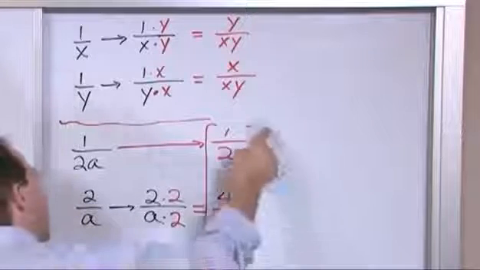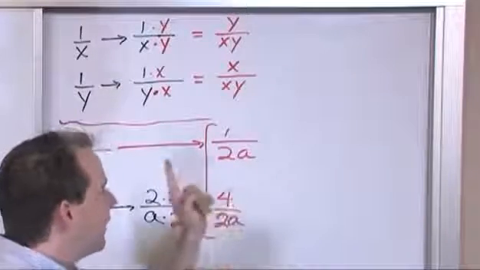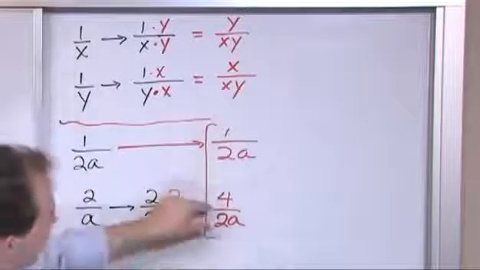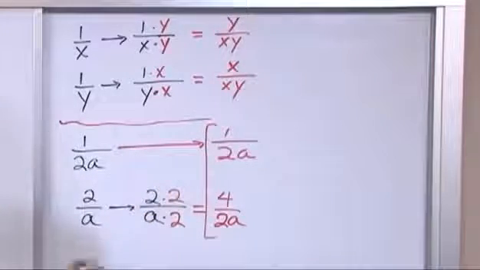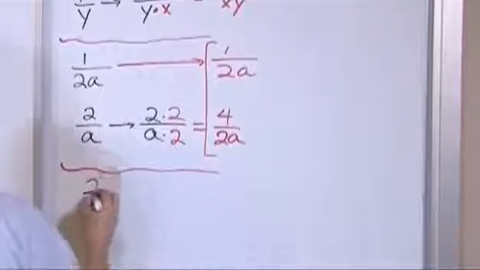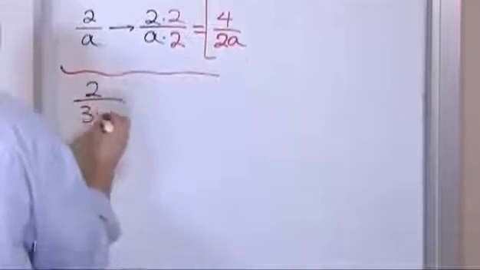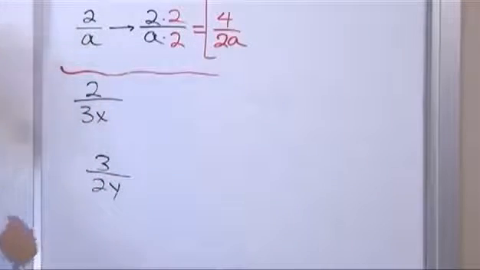These fractions could be added, they could be subtracted, and in fact, I could even tell you that 4 over 2a is greater than this one because I have 4 pieces out of whatever this is, and here I only have 1 piece out of whatever that is. So it's very, very useful. Do one more final one. What if I have 2 over 3x and 3 over 2y? And I want to find a common denominator between the two.